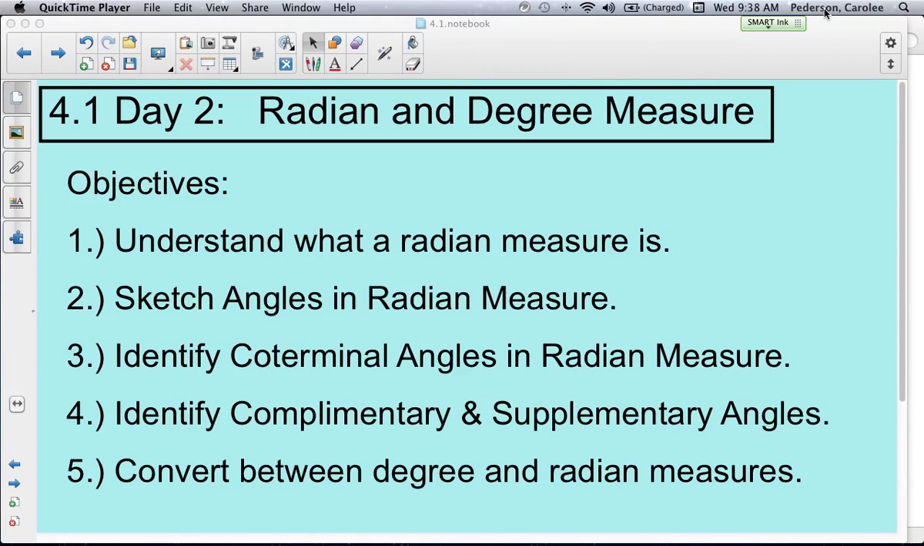This is 4.1, day 2, introducing radian measure. These are some of the objectives that we're going to cover in this lesson. You don't need to write them down. We're going to introduce what a radian measure is, how to sketch those angles, and then identify coterminal angles, complementary and supplementary angles, and then to be able to convert between the two different measures, from a degree to a radian, and from a radian to a degree.